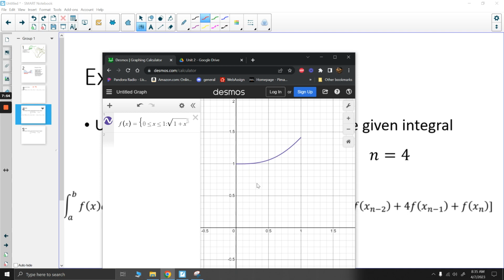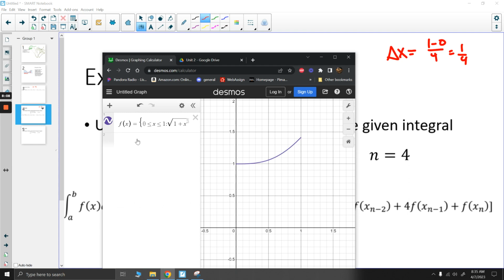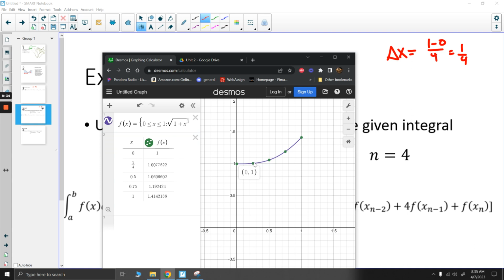So what's our delta x? Well, you can find delta x using that formula if you want. It's not that hard to do, but our delta x here is going to be b minus a over 4, so 1 minus 0 over 4, which is 1/4. But I think that would have been obvious anyway. So our first point is x is 0, our next point x is 1/4, and so on. In fact, I think a table would be a better way to describe it. So let's create a table. We have x and f of x. So x is 0, 1/4, 1/2, 3/4, 1. So it's these points here.